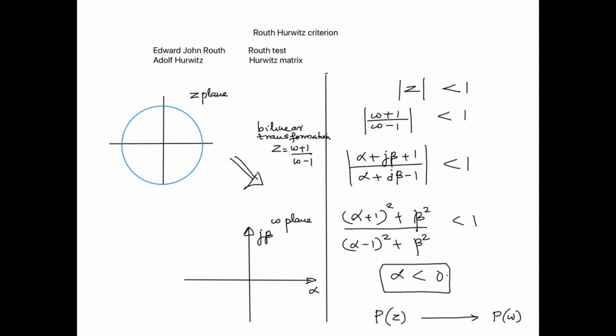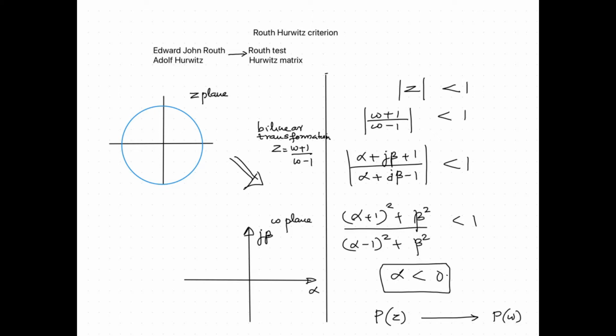So today's session is about the Routh Hurwitz Criterion to determine the stability of sampled data systems. Let us have a quick look into the history of the Routh Hurwitz Criterion. In 1876, an English mathematician, Edward John Routh, proposed the Routh test to determine whether all the roots of the characteristic polynomial of a linear system have negative real parts.